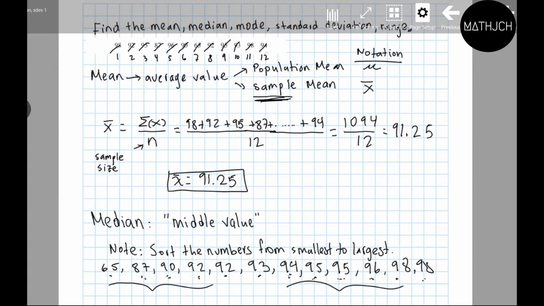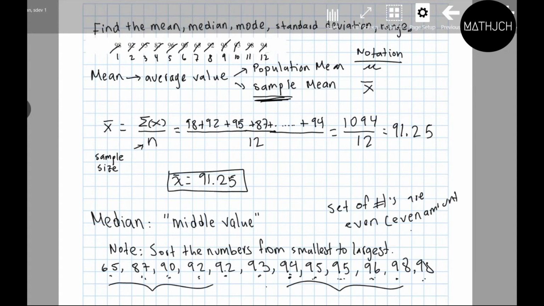So let's pick 94 just to check. If I pick the 94, notice we have 5 numbers to the right, and 6 numbers to the left. That doesn't make it the middle value. So what happened here? What happened here is that this set of numbers is even, meaning that we have an even amount of numbers.